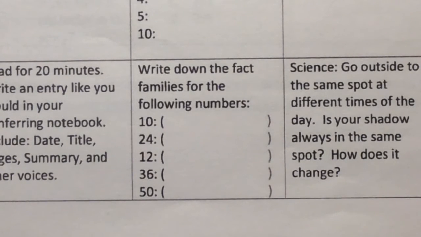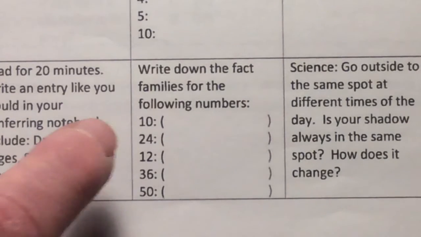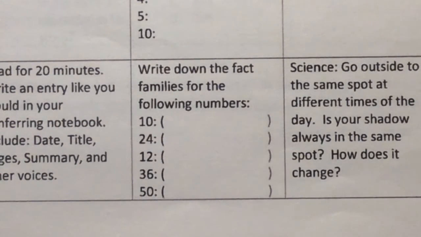There are two ways to define a factor. A factor is a number that can be multiplied by another number to give a product. Or a factor is a number that divides equally into another number. So we have the numbers 10, 24, 12, 36, and 50.